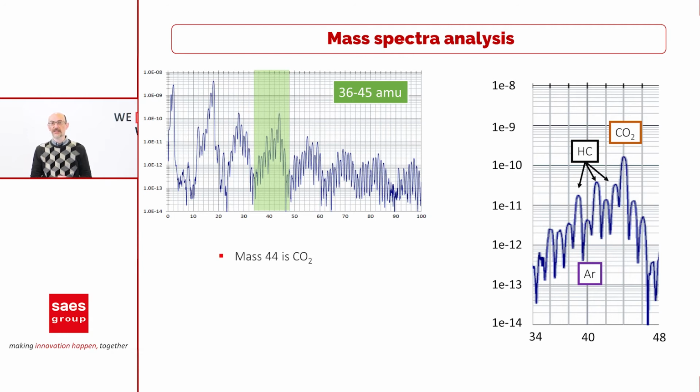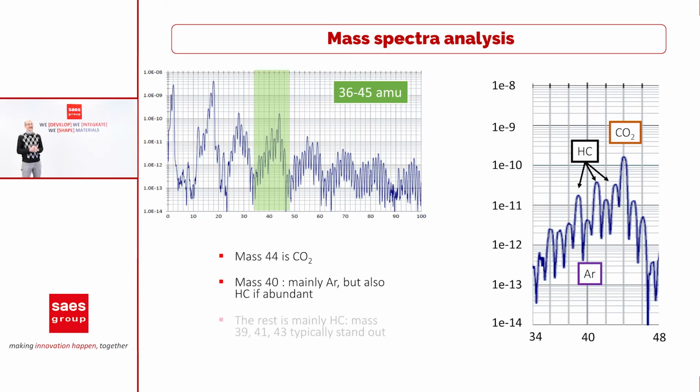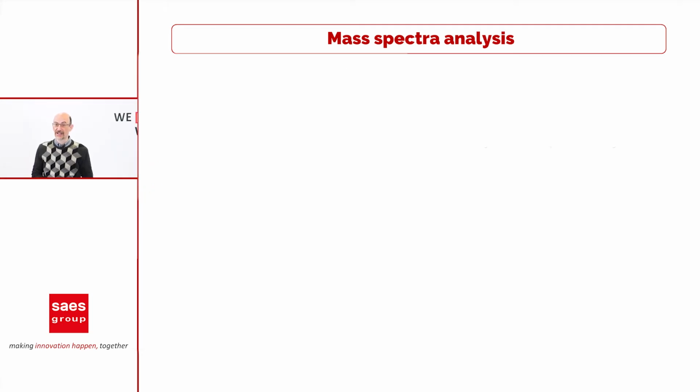Mass 44 is CO2. It is one of the reference points that you can assume. Mass 40 is argon, but some hydrocarbon may contribute depending on their amount. The rest is mainly hydrocarbons. Typically 39, 41 and 43 stand out. Without leaks and hydrocarbons in this region you will see almost only CO2. Let's come to the difficult stuff.